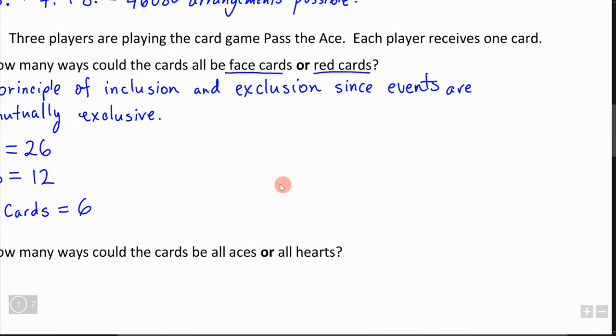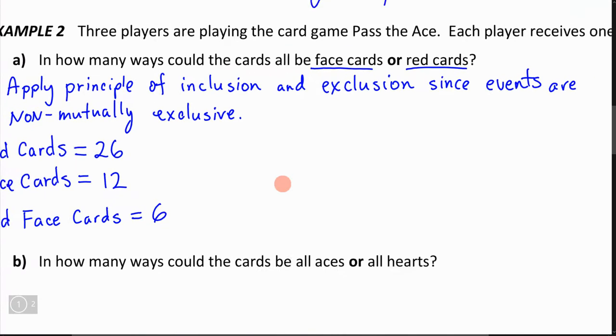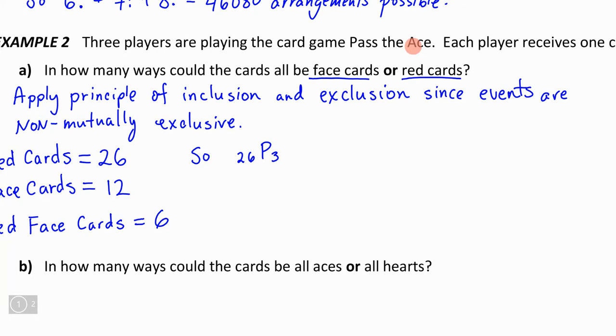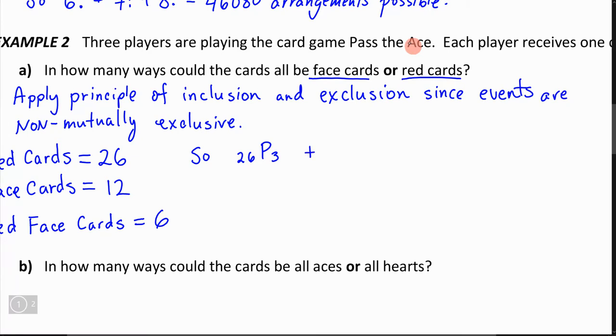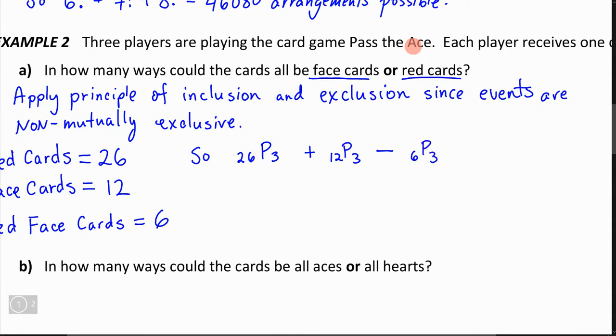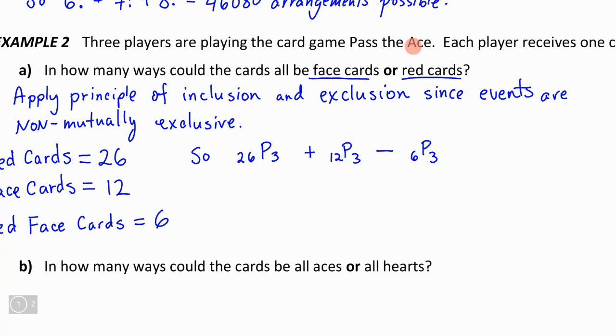So I'm going to express this now using my permutations. Remember, there are 3 players playing the card game Pass the Ace, so we're going to be dealing 3 cards. My permutation is going to be, how many ways can you arrange 26 cards into a 3? Dealing three, but choosing from 26. That takes care of the red cards. Then the number of arrangements for the face cards is 12P3. And I'm going to subtract the intersection, the number of red face cards, which is 6P3. So the arrangement of those red face cards when you're dealing three cards.